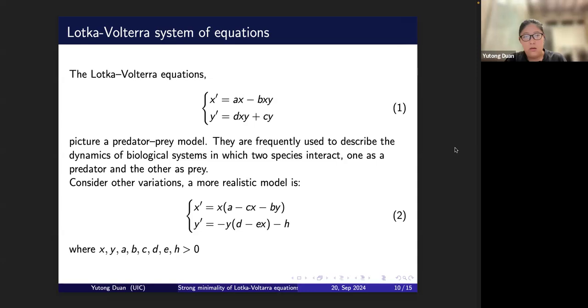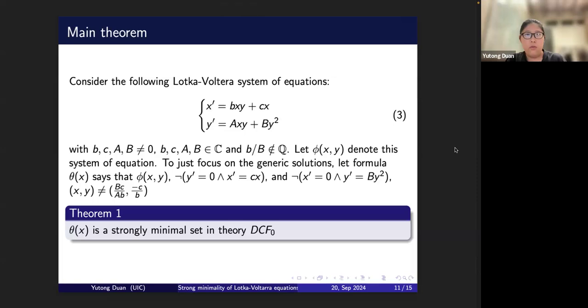In this model, we have several constraints on a, b, c, d, e, h. But in math, we can generalize the conditions. So what I'm really looking at is this equation.